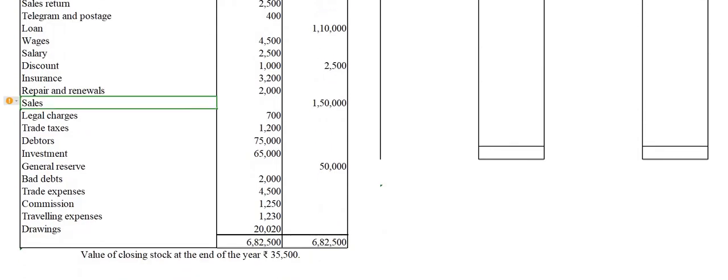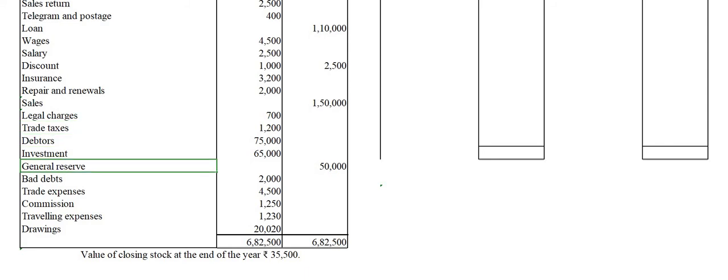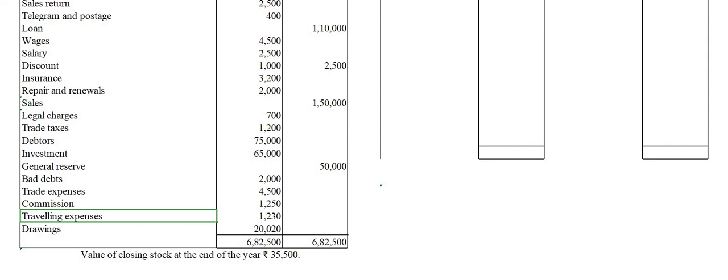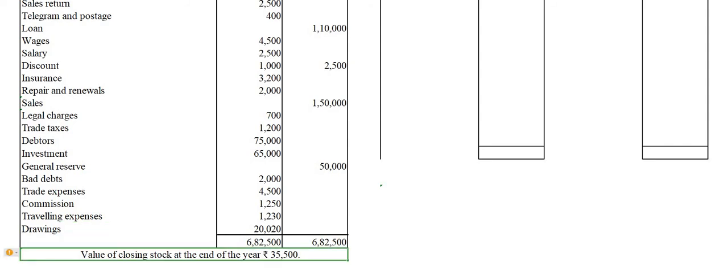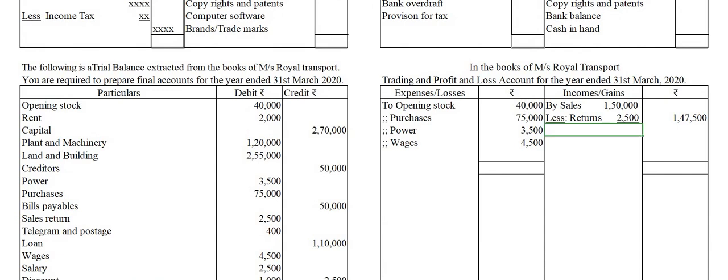So now let us see which are the other items. Sales over, legal charges indirect expenses, then trade tax indirect expenses, then debtors asset, investment asset, general reserve liability, bad debts indirect expense, trade expenses indirect expense, commission indirect expense, traveling expenses indirect expense, drawings will be deducted from capital. So these are the items. Now last item is closing stock. So closing stock is given here. It is given outside the trial balance.